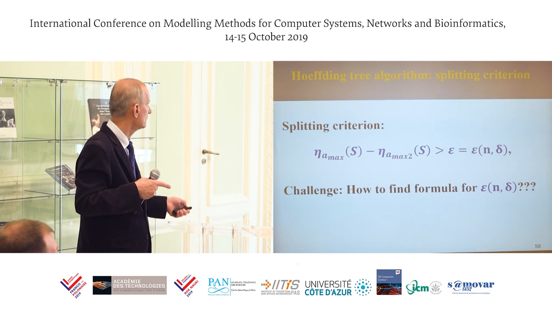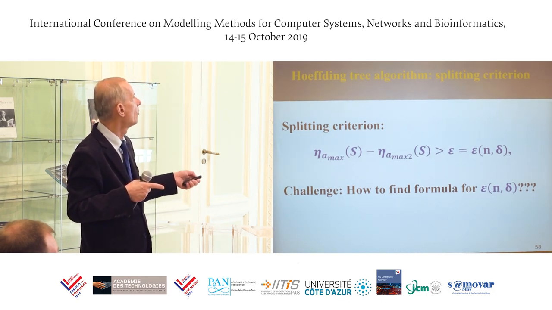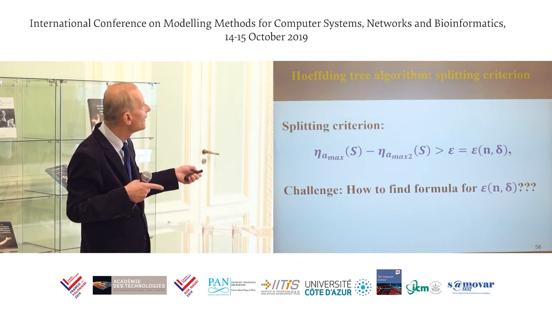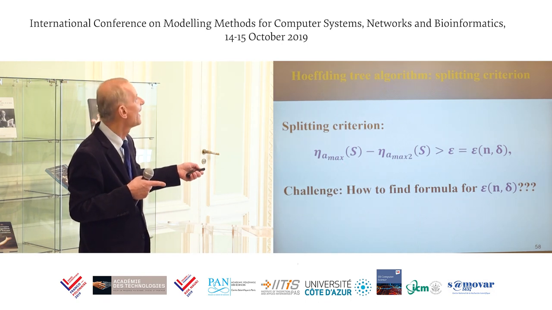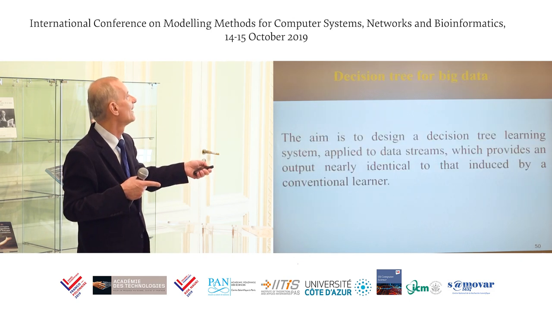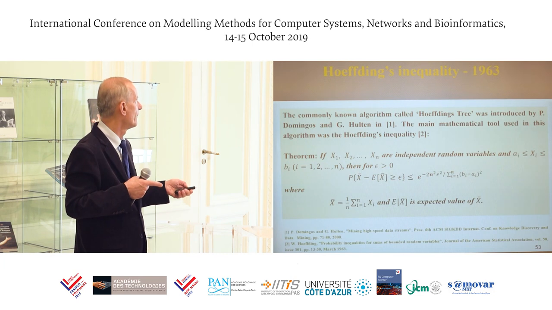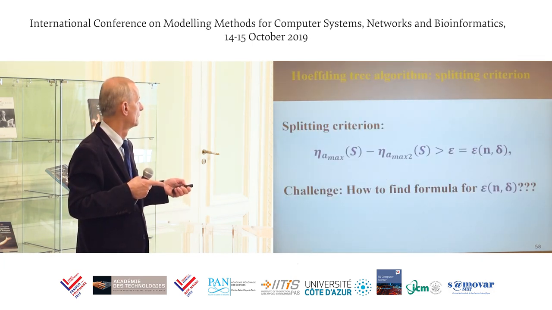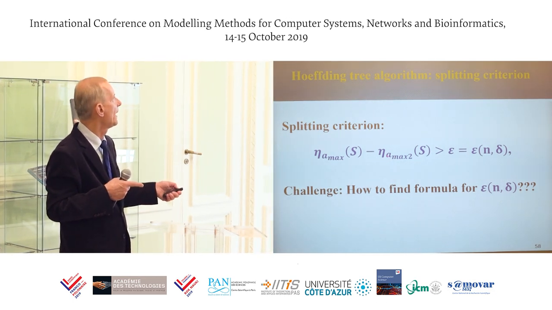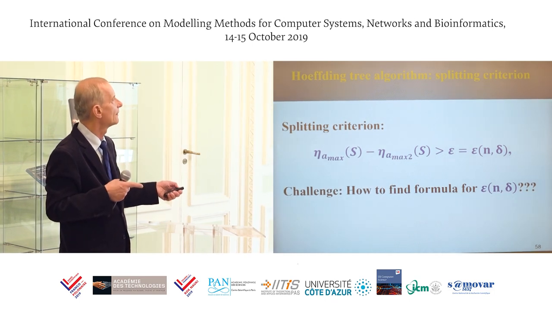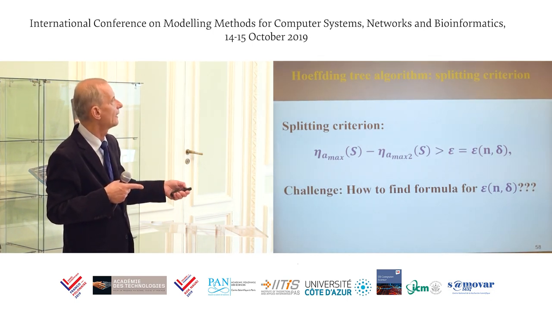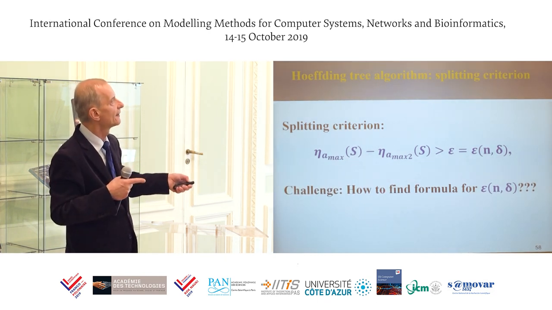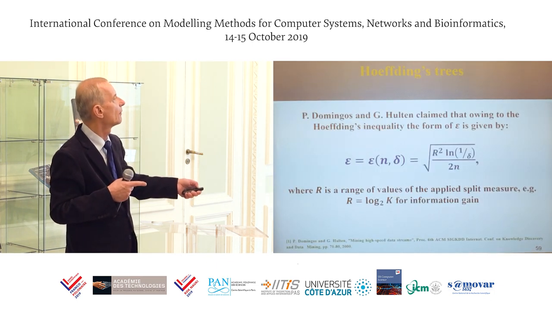Calculate the split measure for the attribute with the highest value. Let's take the attribute with the highest value of split measure. And next, take the attribute A max 2, which gives the second max value of split measure. Calculate the difference and check if it is greater than epsilon, and that epsilon depends on the number of data and a certain delta. And how to find the formula for epsilon?